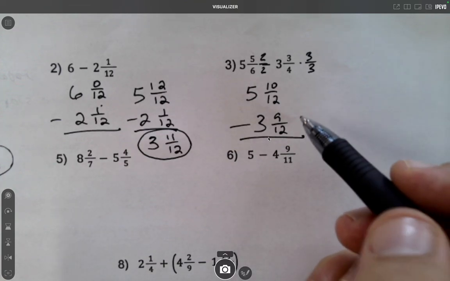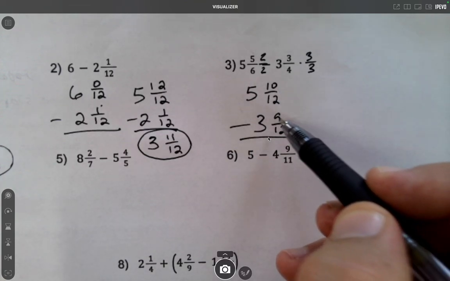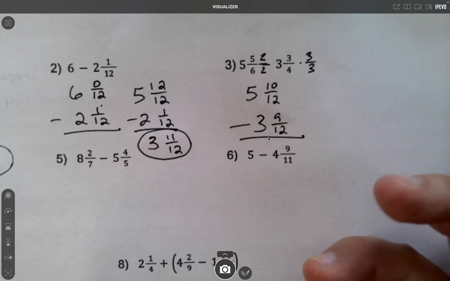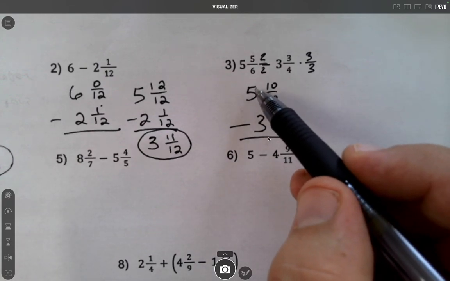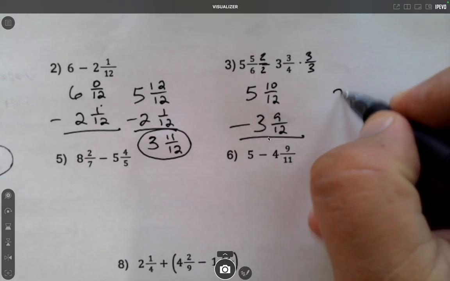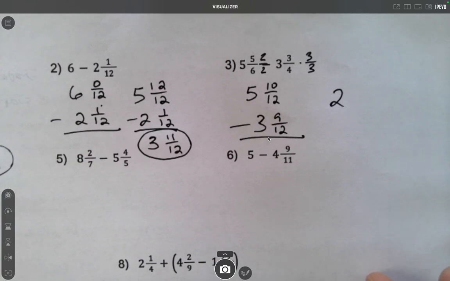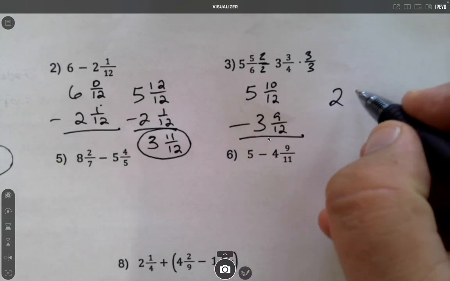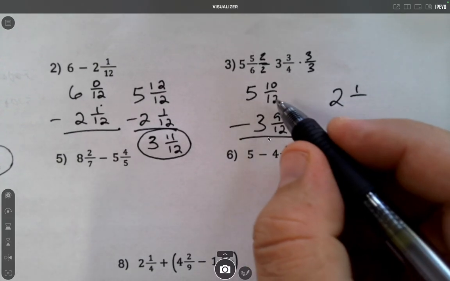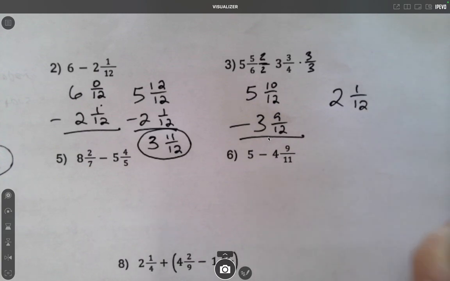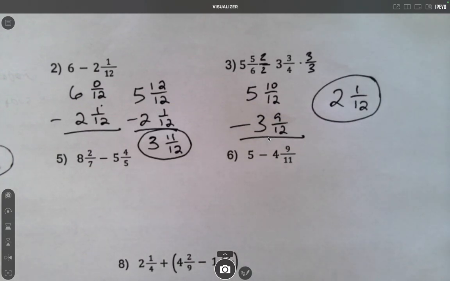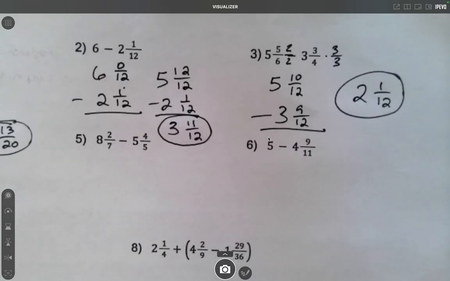Okay, we don't have to do any borrowing because this time this number is smaller than the one above it, so no borrowing is needed. We can just subtract the whole numbers. 5 minus 3 is 2. Subtract the numerators. 10 minus 9 is 1. And keep the denominators the same. And we get our answer. I don't know about you, but to me it feels a little bit faster with subtraction than with adding, but it could just be my imagination.